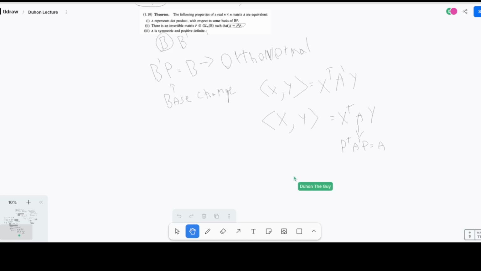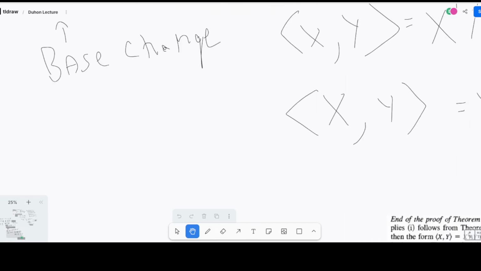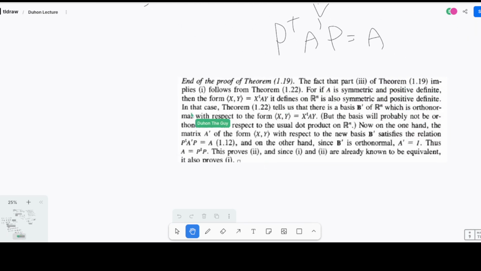If you want, I can just give you the picture of what I mean, if someone can help you understand what he's saying. But basically, he's saying this right here. The fact that part 3 of the theorem implies part 1 of the theorem, of course. For if A is symmetric and positive definite, then the form defines it. Now, this is the part that I'm worried about.